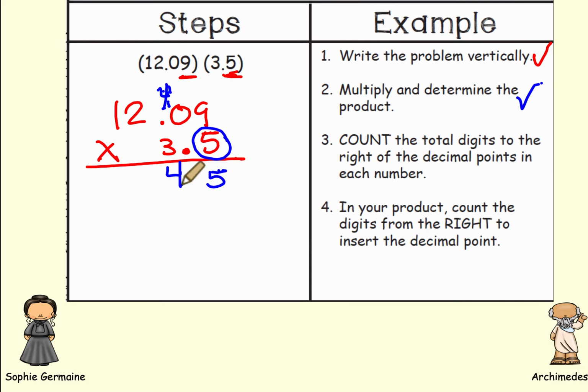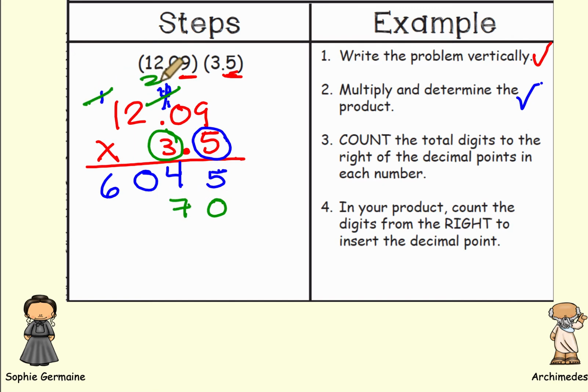5 times 2 is 10. 5 times 1 is 5. 5 plus 1 is 6. Still not going to worry about the decimals, and I'm ready to go ahead and move on to the second digit. Because the second digit is 10 times bigger than the first digit, I'm going to start my second line with a 0. 3 times 9 is 27.